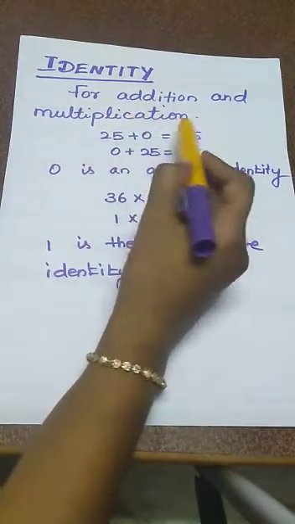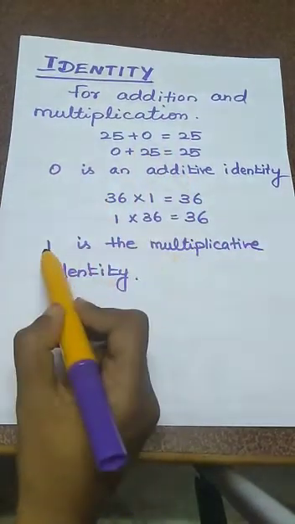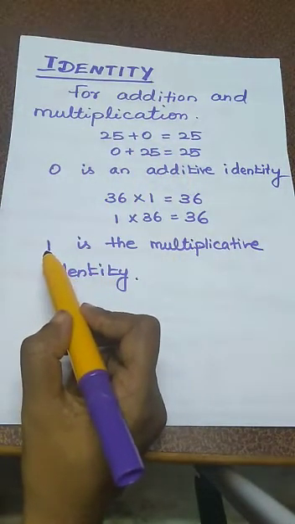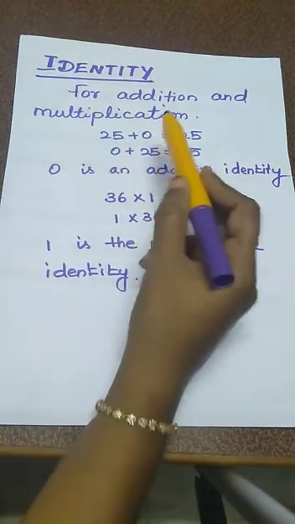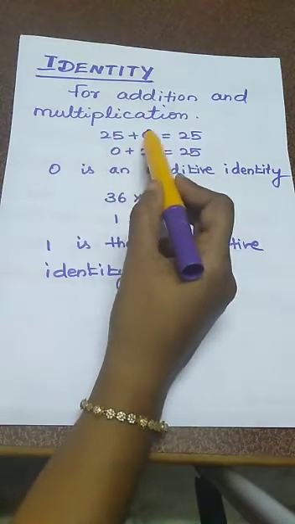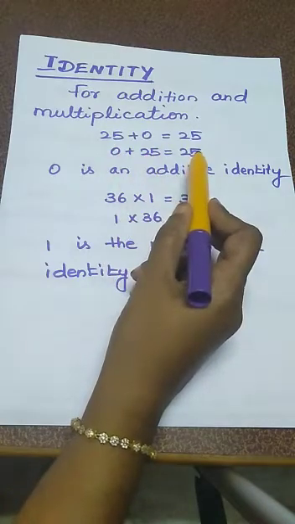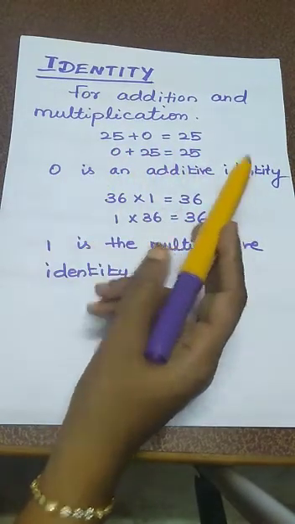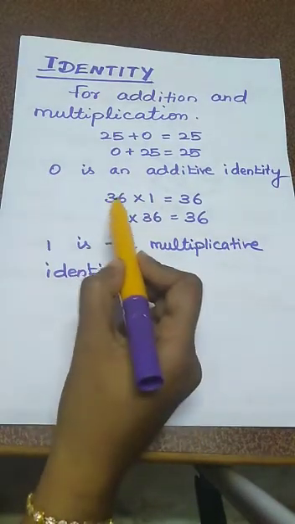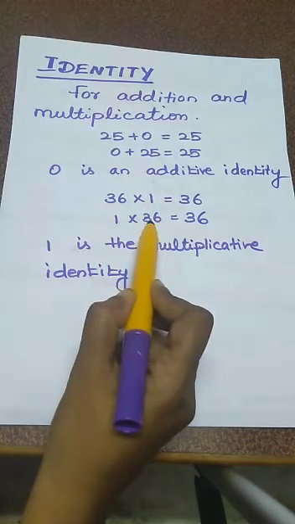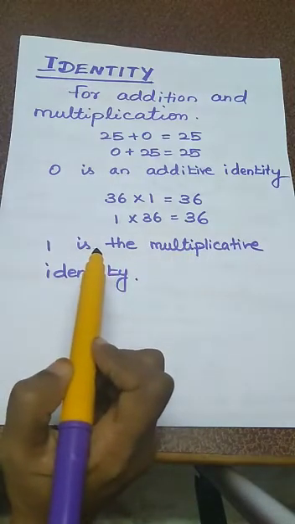Actually, for addition and multiplication, the additive identity is 0. Multiplicative identity is 1. How can we take this value? Actually, we observe that 0 is called an additive identity of whole numbers. Suppose we add any number with 0, we get the same number. 0 with any number, again we get the same number. So 0 is an additive identity. Next one is the multiplicative identity. Actually, a whole number is multiplied by 1 or 1 is multiplied by a whole number, we get the same whole number only. So 1 is the multiplicative identity.